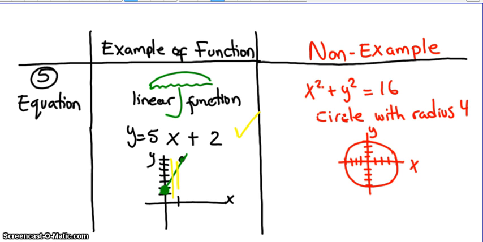However, here's a non-example. This is an equation of a circle, x squared plus y squared equals 16. It happens to be a circle with radius of 4. So again, looking at the graph of it, once you've graphed it, you can see with a circle, if I made a vertical line, it would hit 2 points. Okay, so for that value of x here, there are 2 y's or 2 outputs for that same input of x, and that violates the definition of being a function.